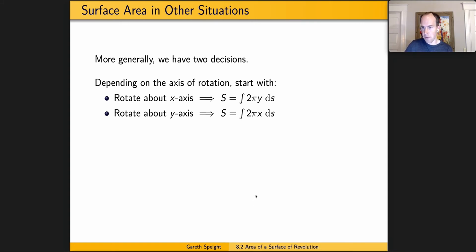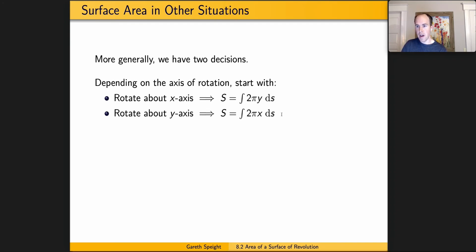So how do we choose the right formula depending on what we're doing? If we rotate about the x-axis, which is what we just did and what was in the formula two slides ago, then we're going to be integrating 2 pi y ds, where ds is something we have to use the right formula for in a second. And if we rotate about the y-axis, then we have to do the integral of 2 pi x ds, where ds again is going to come in a second. So rotate about the x-axis, we're doing 2 pi y ds. Rotate about the y-axis, we're doing 2 pi x ds.